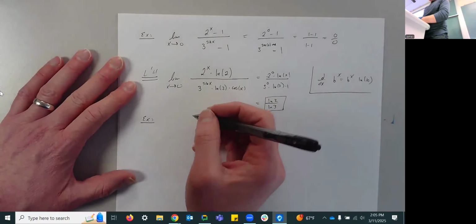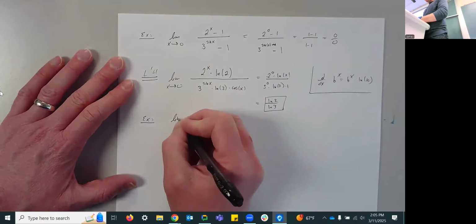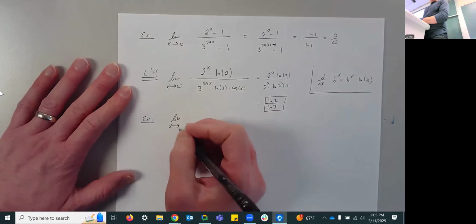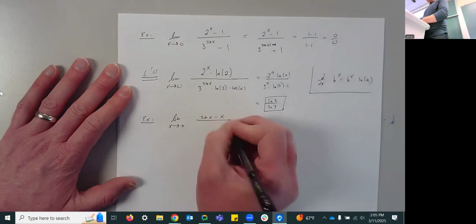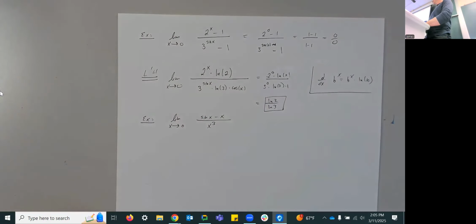So let's look at this next one here. Oh yeah, this one's a good one. The limit as x approaches 0 of sine of x minus x divided by x cubed. And as you might have guessed, you plug in 0, we're going to get 0 over 0.